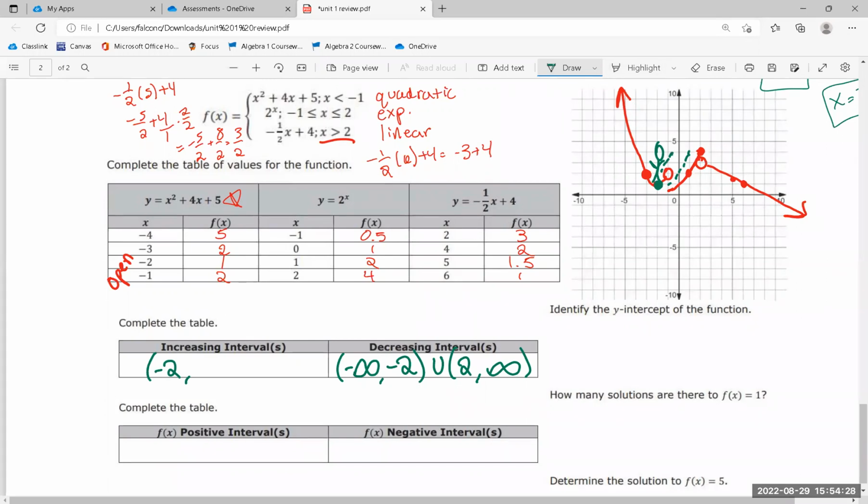He's going up. And we do have a point on the exponential right here at -1, so we're good there. We have an open circle, but we also have a point, so we kind of have that covered. And then he's going up, up, up until 2. That's where we said we were starting to go down. So from -2 to +2, our graph is increasing.